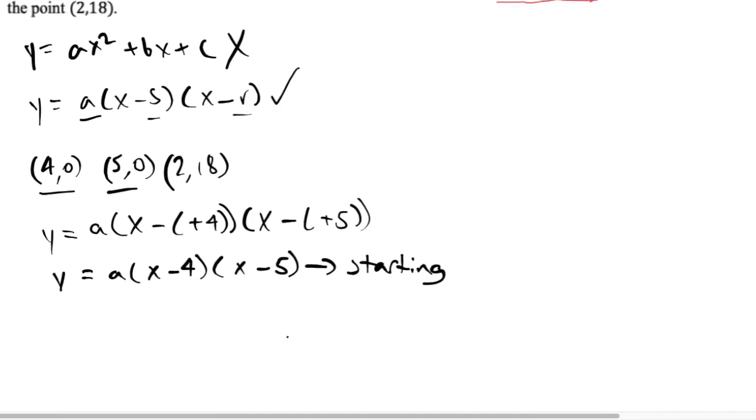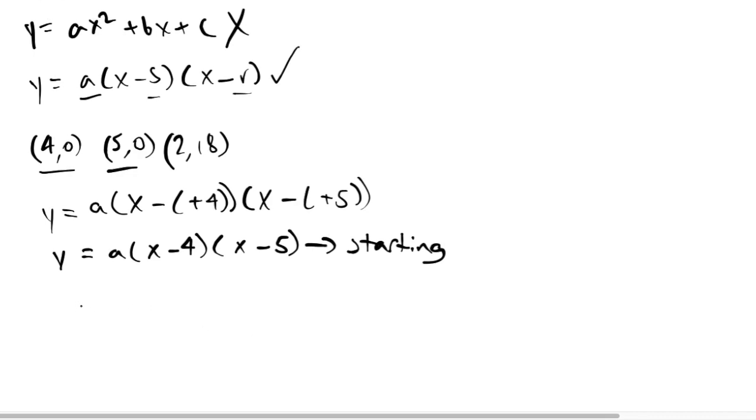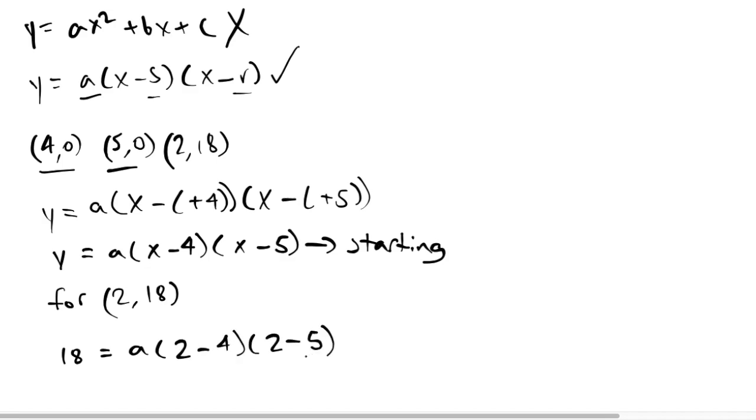So using this, let's substitute in our (2, 18) and see how we can solve for a. Let's substitute 18 as the y and 2 for x, and this will help us get a alone. So 18 is equal to a(2 minus 4)(2 minus 5). So as you can see, we can just straight away solve for a. We get 18 is equal to a(negative 2)(negative 3).